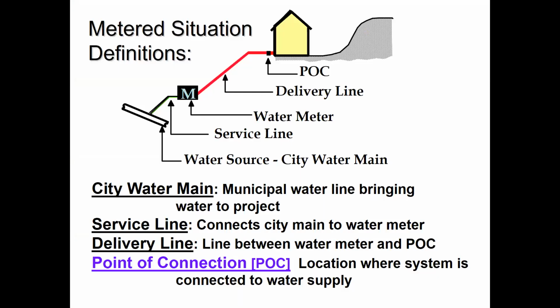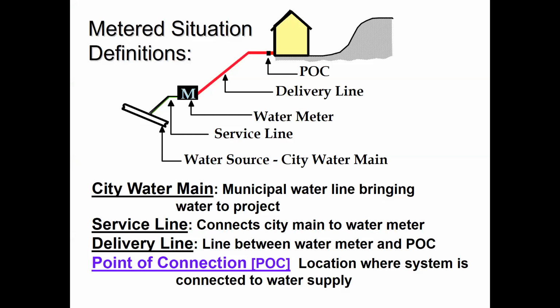So here are the definitions for the metered situation. Again, we have our point of connection, where we're going to be tying in our irrigation system, which we'll be building from. Our delivery line is the line between our water meter and our point of connection. Our service line is going to tie our water source to our meter, and then the city water main, the municipal water line, brings water to our project.